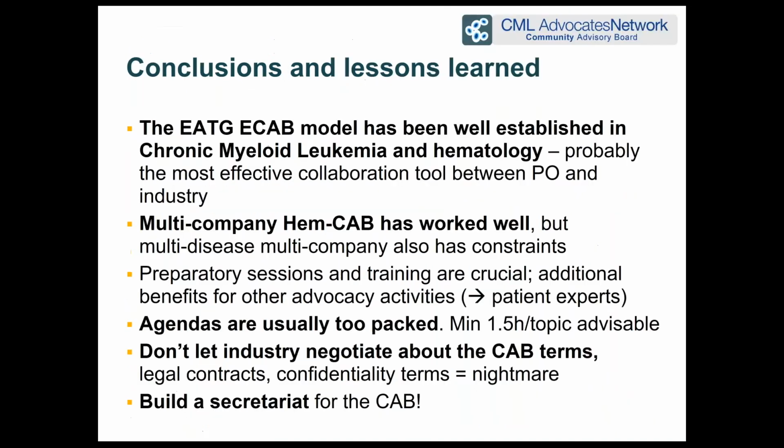So what are the conclusions and lessons learned? And that's my last slide, because I see the time. We think the EITG CAB model has been well established in CML and hematology. It's been a great template. It's been a fantastic platform to operate, and it's probably the most effective collaboration tool that we have between the patient organizations and industry today.